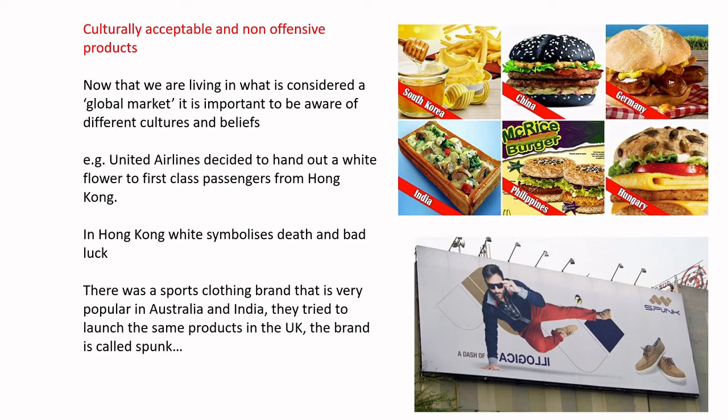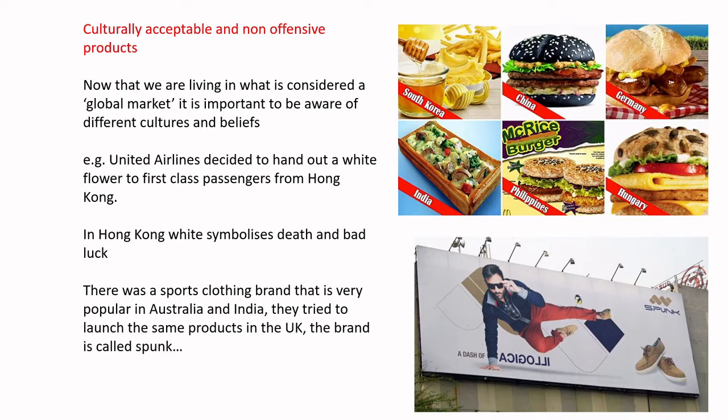There are some times where companies will drop the ball quite a lot, and some of them are actually quite hilarious. United Airlines set up their first long-haul first-class flight to go from Hong Kong. They were trying to do it all nice and lovely, so they handed out white flowers to each first-class passenger because they thought, oh, that's nice and classy. In Hong Kong, though, white symbolises death and bad luck. Not really something you want to be given when you're about to go on a plane, I feel.